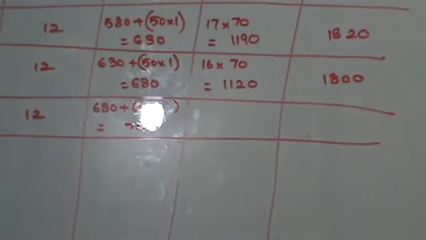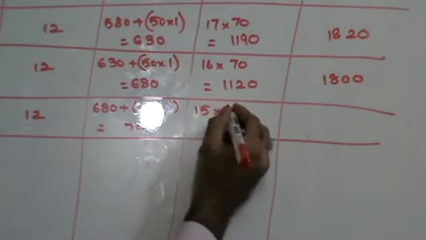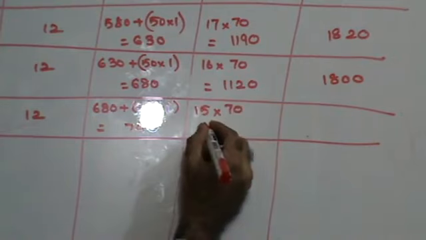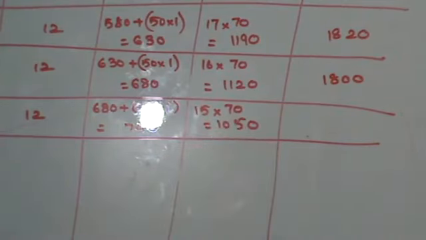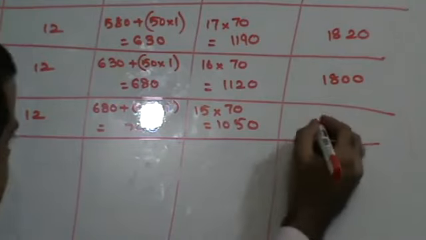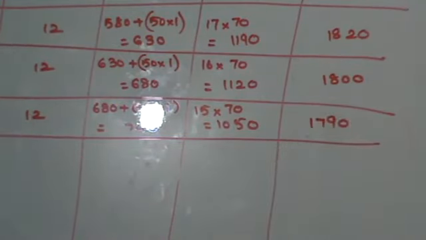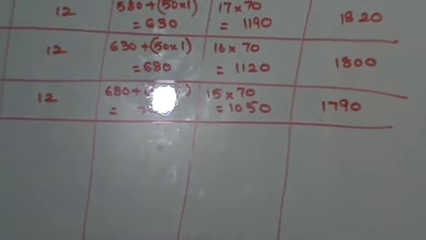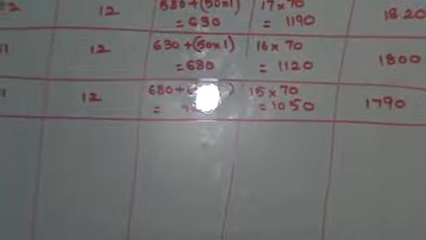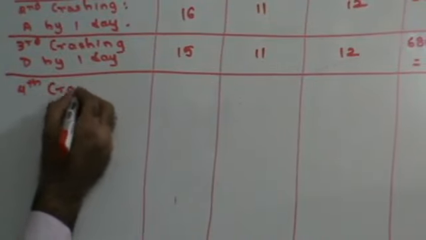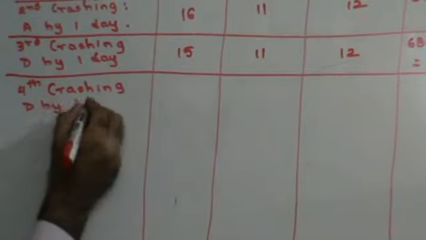I'm completing the work in 15 days. Indirect cost is 70 rupees per day. So that will be 1050. Right? If I add the two, that comes to 1790. Project completed in 15 days and project cost 1790. Next, I know I can crash D by 5 days. I've only crashed it by 1 day. So let's move on to the next crashing. Crashing D by 1 day.